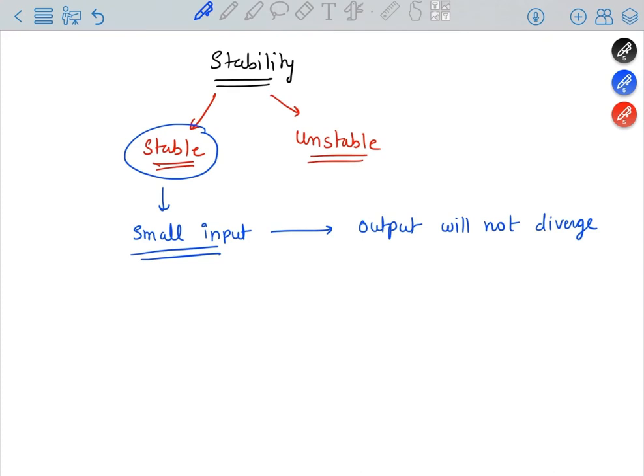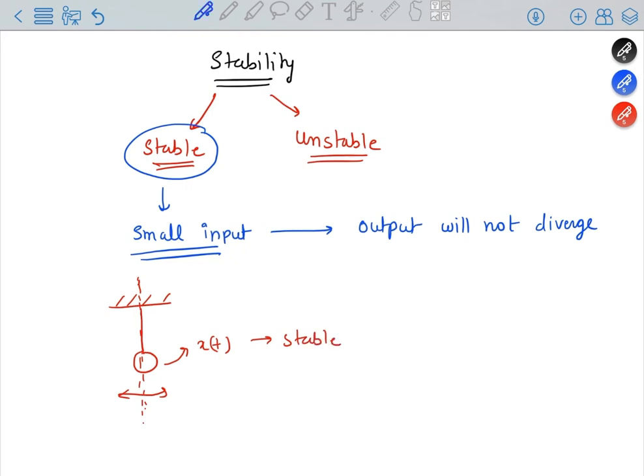I'll give you one basic real life example to understand what is meant by stable and unstable. Suppose we have a system in which a pendulum is hanging from a wall, and this is your vertical line. If we apply a force equivalent to x(t) to this pendulum, due to gravity and friction it will get back to its vertical position after oscillating a few times. Ultimately it will come back to its position, which is this vertical line. So this is a stable system.